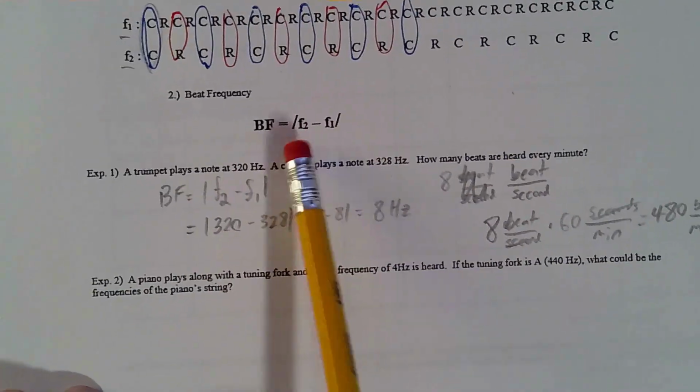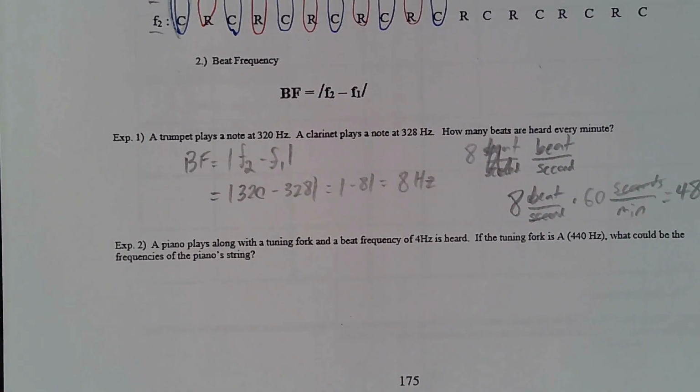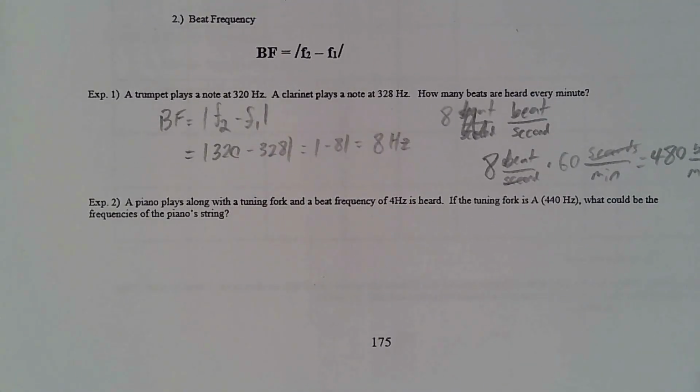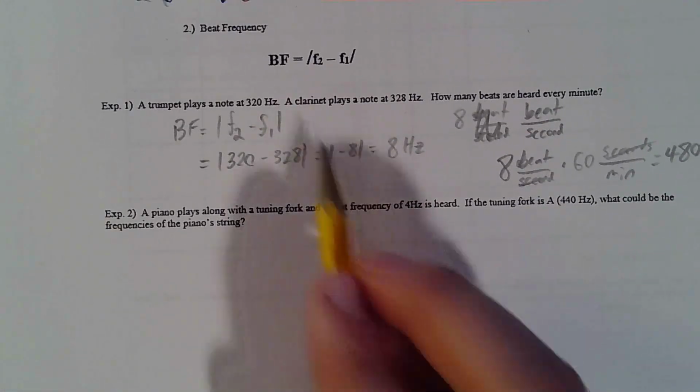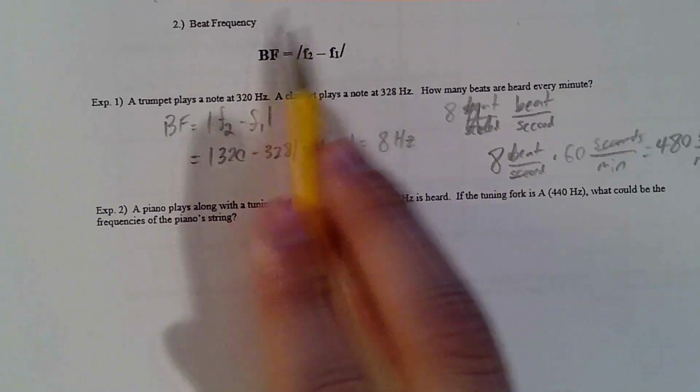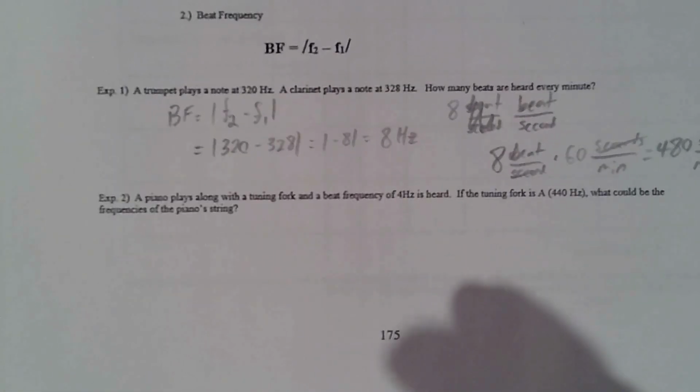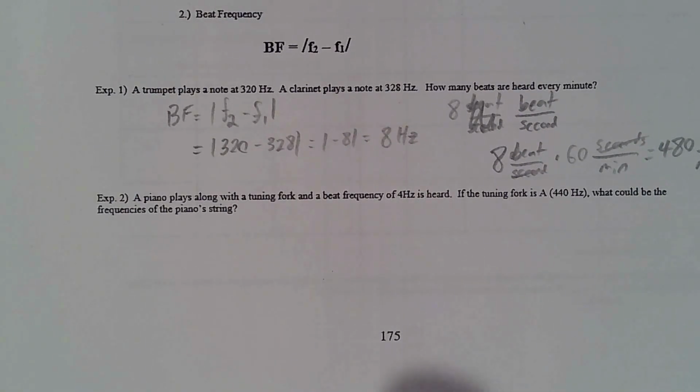Now note, the equation for beat frequency isn't anything too crazy. We're doing subtraction with a little bit of absolute value, so nothing too crazy. Where this gets weird is where this absolute value comes in when we're looking for the frequency that is creating this beat.